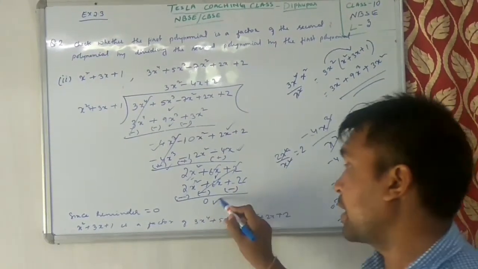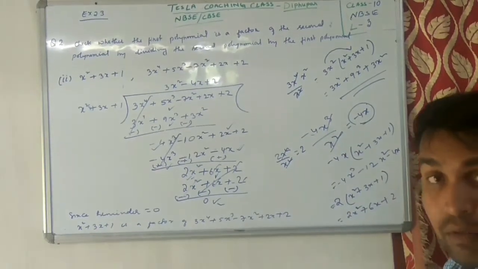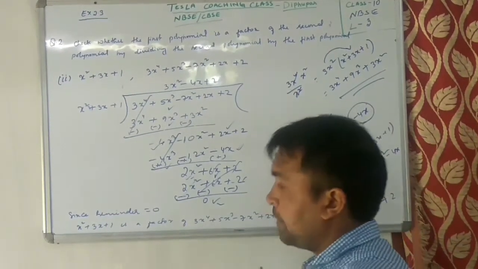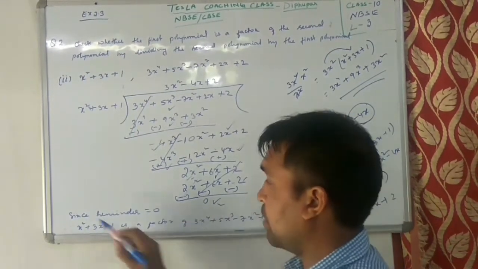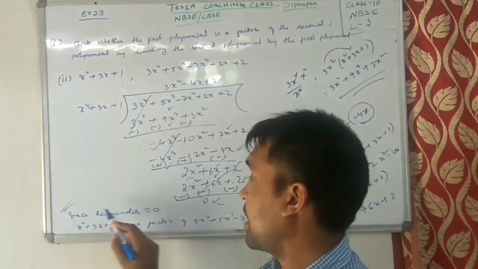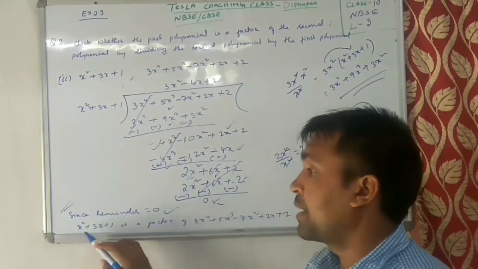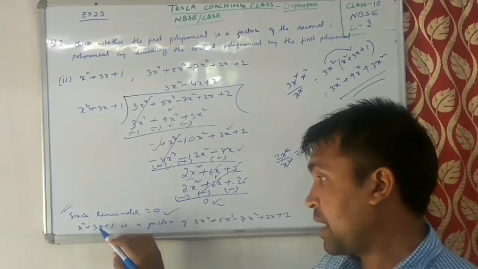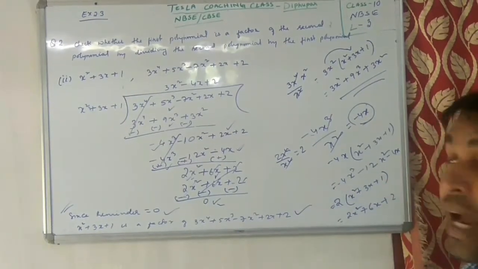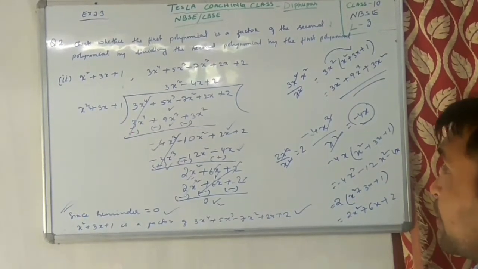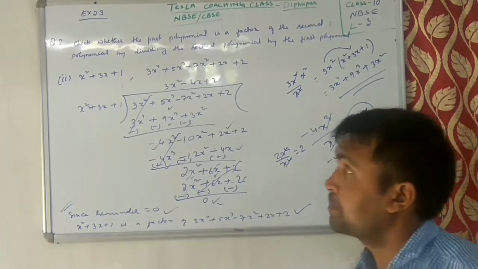The remainder we got here is what? Zero. As I have already told you in the last lecture, if we get the remainder zero, then we say what we are going to write here. Since the remainder is equal to zero, therefore x squared plus 3x plus 1 is a factor of this term. I hope you have understood. You can copy it down in your notebook.